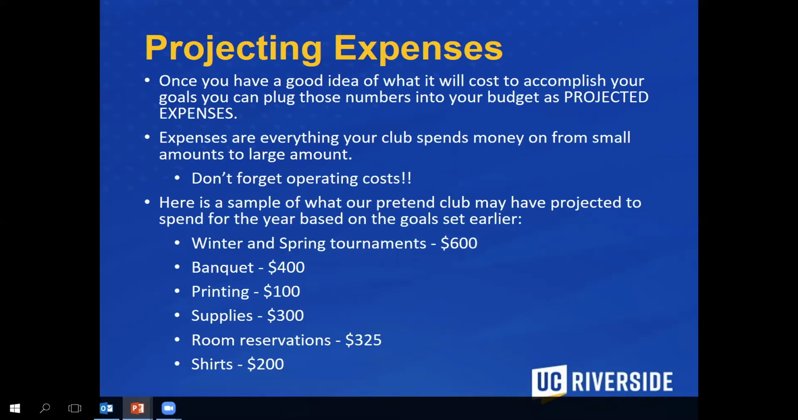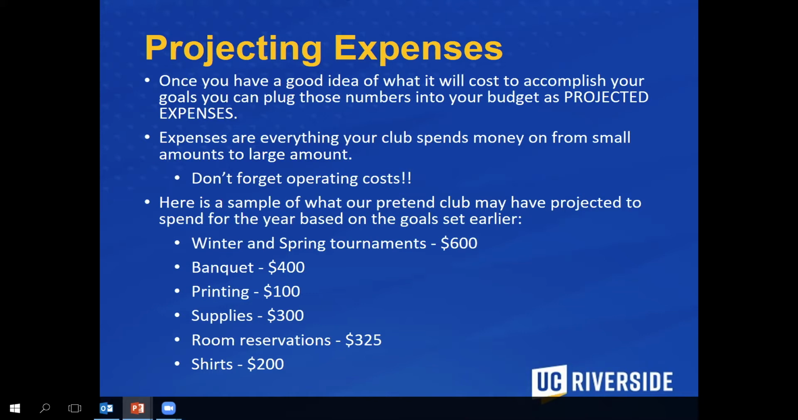Here's a sample of what our pretend club might have projected to spend for the year based on the goals they set earlier. So in winter and spring, they want to hold tournaments, and that's at the cost of $600 according to what their research has shown. They want to have a banquet, and that looks like it'll cost $400 at the end of the year. They also want to have printing made for various reasons, maybe, and that'll be $100. They've set aside, or projected, I should say, $300 in supplies. They've projected to spend $325 in room reservations and $200 in shirts.